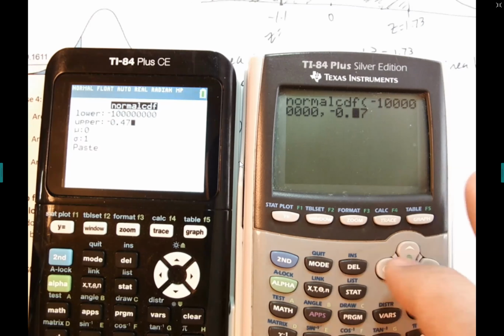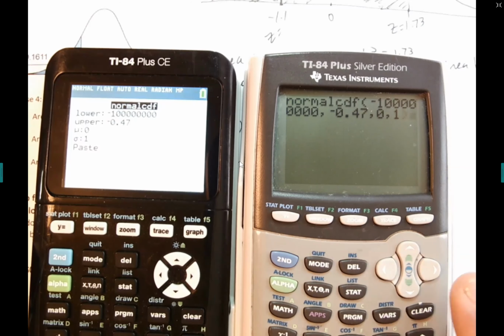Delete. Now it should work: comma, 0, comma, 1. Press enter here. And then scroll down here and paste. Here you go, guys, 0.3192, and that's what we got from the table. Any questions about this? That's how you do area to the left. When you do area to the left, begin with -1 million, put the Z value that he gave you, and then put 0 and 1, and you should get the answer. No need to use the table or anything here.